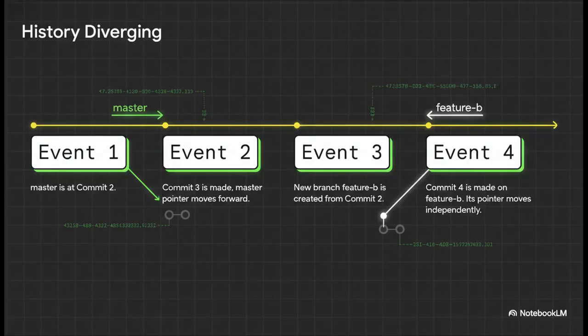So what does this mean in practice? It means creating a new branch is almost instantaneous. You're not copying thousands of files, you're just creating a new little pointer. When you make a new commit on that branch, the pointer just moves forward to the new commit. This allows you to create these safe, isolated sandboxes to work on a new feature or fix a bug completely separate from the main line of development without any of the overhead.